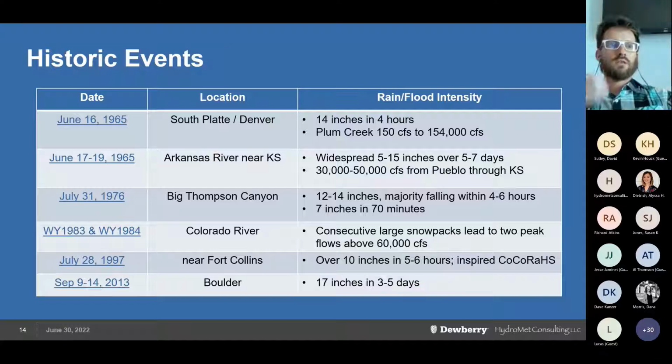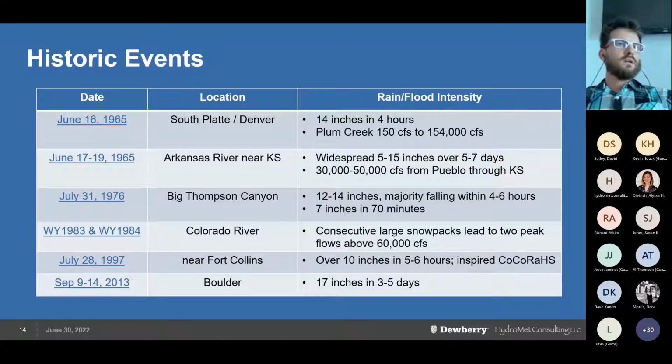In terms of the shorter duration, but just kind of absolute freak events, Big Thompson is probably the runaway winner with that. There you have 12 to 14 inches falling mostly in that 4 to 6 hour duration. And even if you drill down beyond that, it was really just short-term bursts of incredible amounts of rainfall, including this observation of potentially seven inches falling in 70 minutes, which is just incredible. And so obviously there was a huge spike on the Big Thompson with that event.